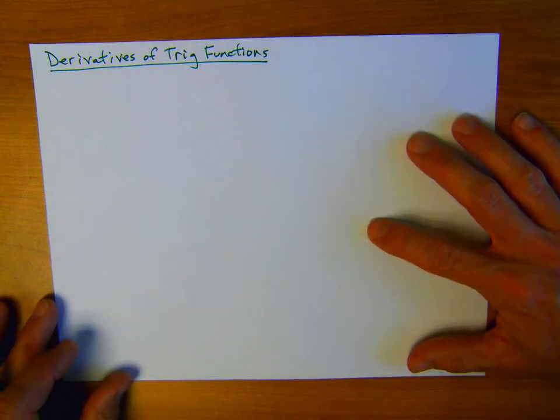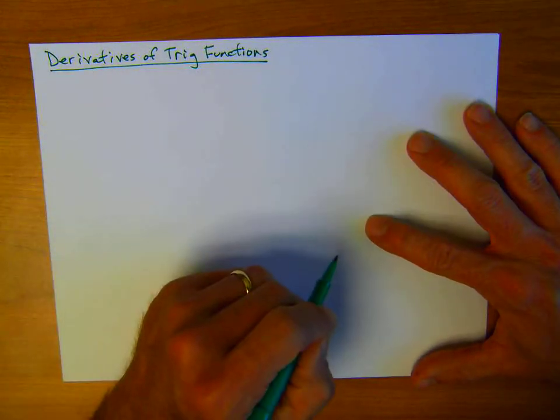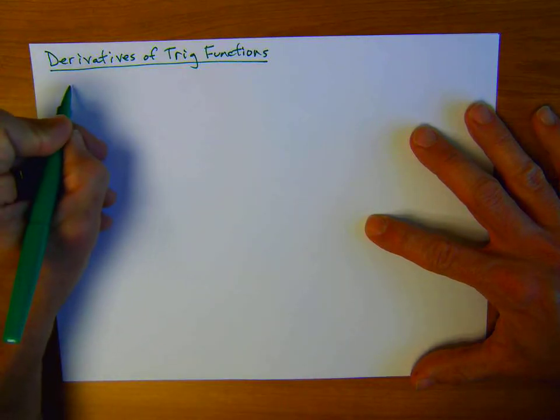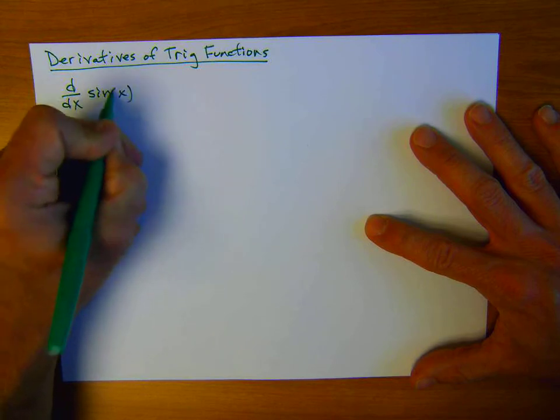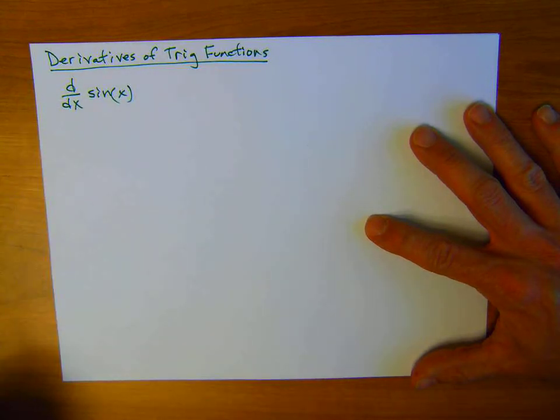In this lecture, I want to talk about how to find the derivatives of common trig functions. For example, let's start with the derivative with respect to x of sine of x. How would we find the derivative of that?